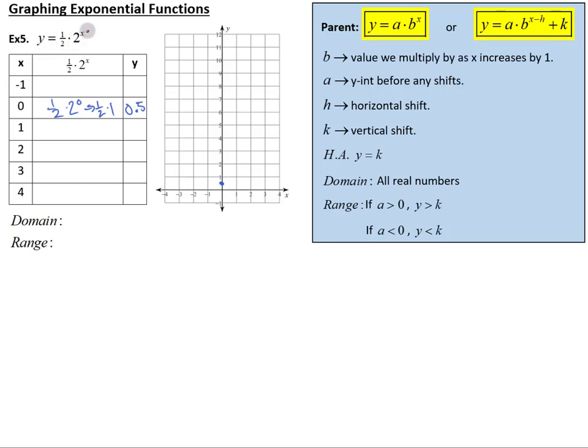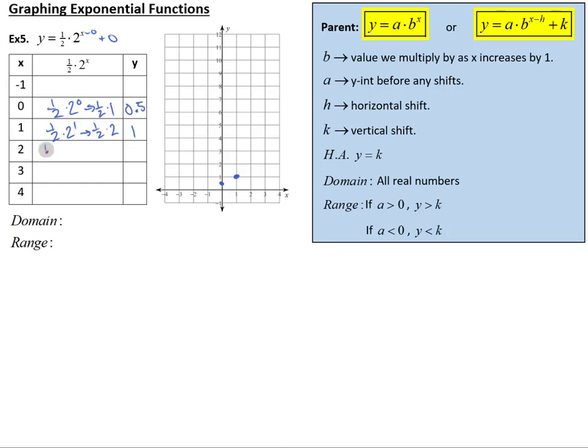And notice, because there's no shift here, you can think of h and k as being 0 and 0, like minus 0 plus 0. So if there's no shifts, this is my y-intercept. It's 1/2. Okay, let's plug in 1 for our exponent. 2 to the first power is 2, and half of 2 is 1. So x of 1, y of 1.